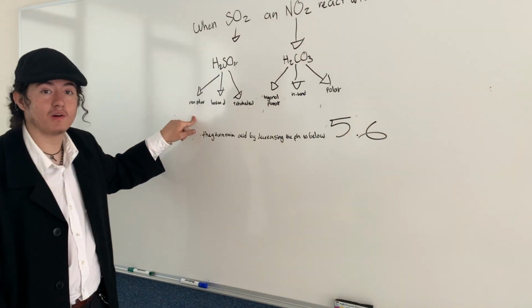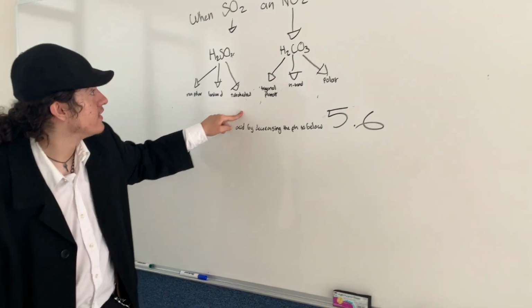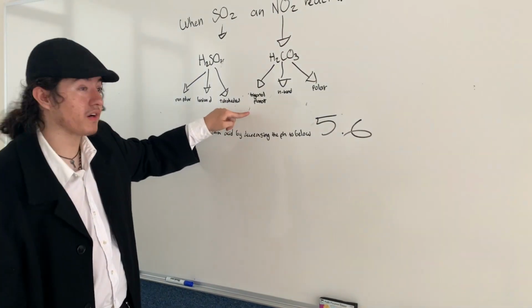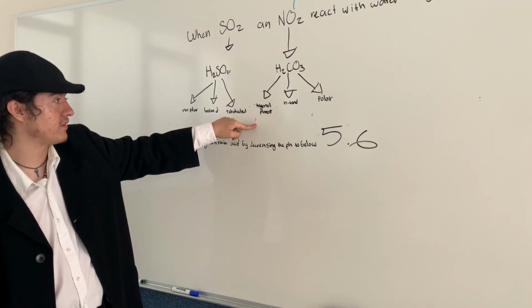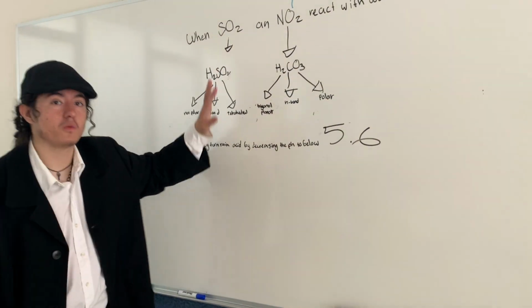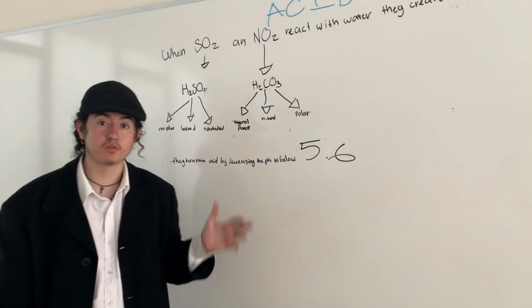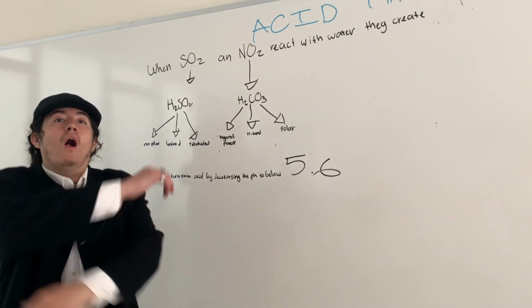H2SO3 is a non-polar molecule with London dispersion forces and a tetrahedral geometry. H2CO3 is a trigonal planar geometry, and the H bonds are polar. And all this, what it does with rain, is turn rain into acid by decreasing the pH to below 5.6.